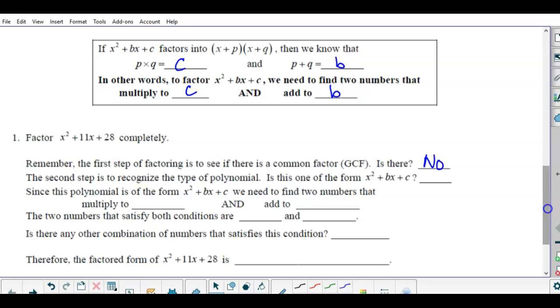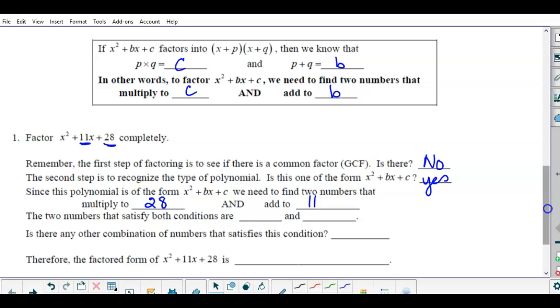No. The second step is to recognize the type of polynomial. Is it an x squared term, an x term, and a constant? Yeah. So this is all in words. You're not going to write out words every time you do a question, but these are the steps that you have to think about. Because it's of that form, we need to find two numbers that multiply to 28, the constant term, the one that has no variables, and add to 11, the coefficient of the x term.